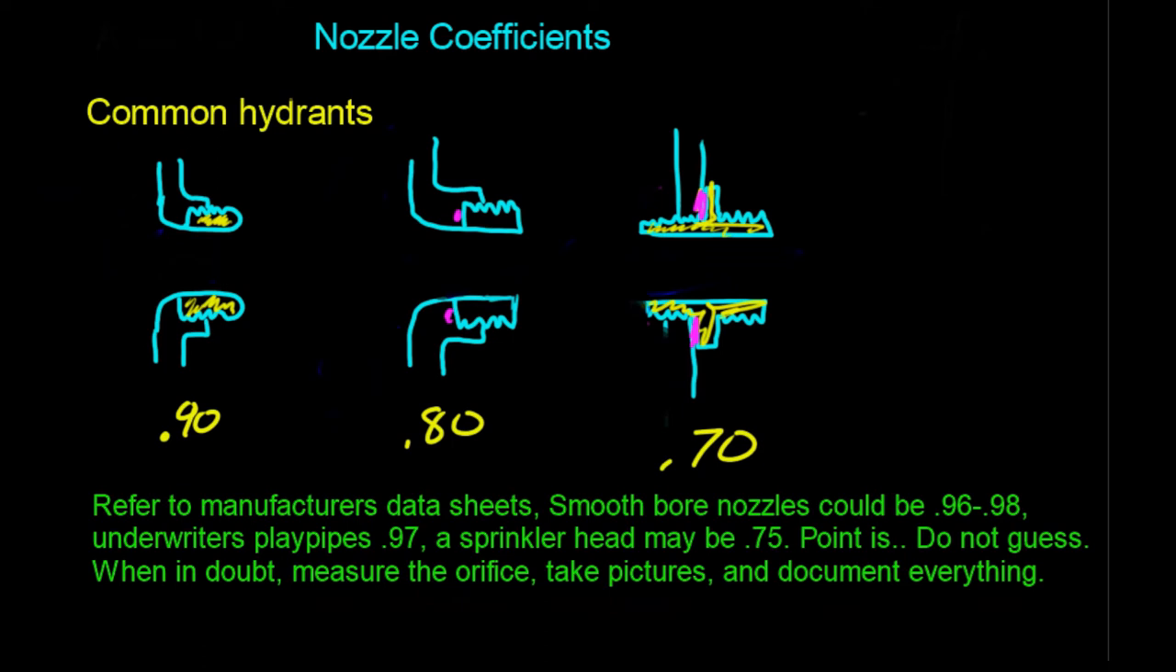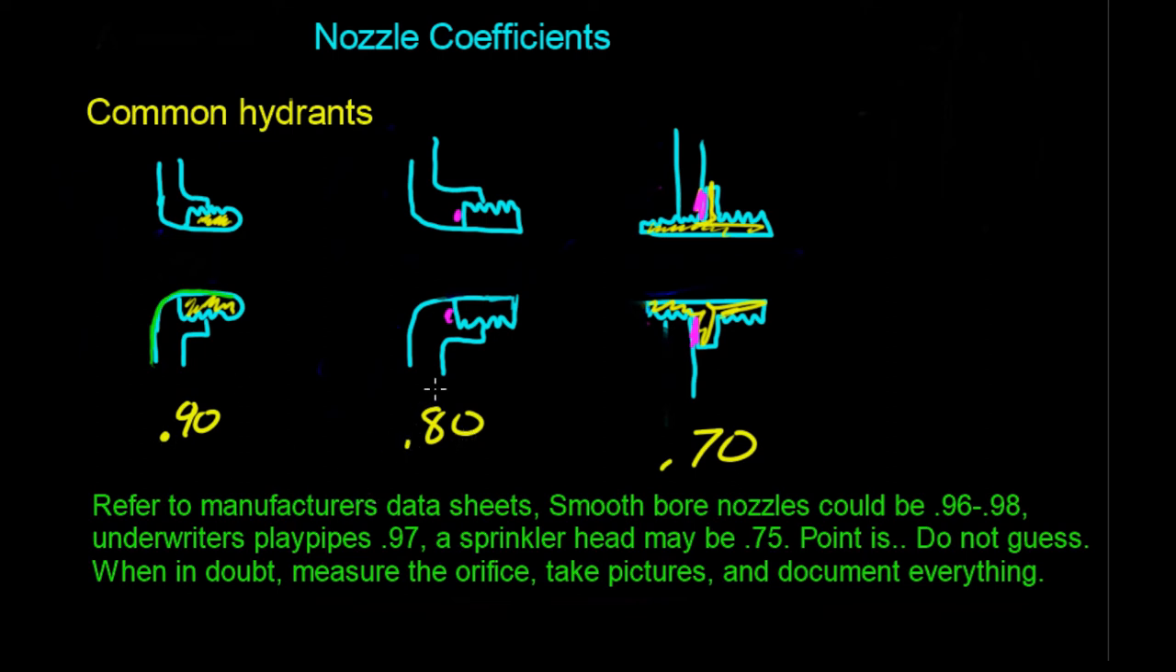Before we can calculate, we need to know a few things. First off, we'll look at nozzle coefficients. So common fire hydrants, you have three different types. The one on the left here has a nozzle coefficient of 0.9. We'll learn what these are later. And the way you tell is the inside of this will be smooth, and this is an exaggerated view, but the ends of it will be rounded off or a chamfered edge or something like that. That'll get a 0.90 unless you get manufacturer's data that says otherwise.